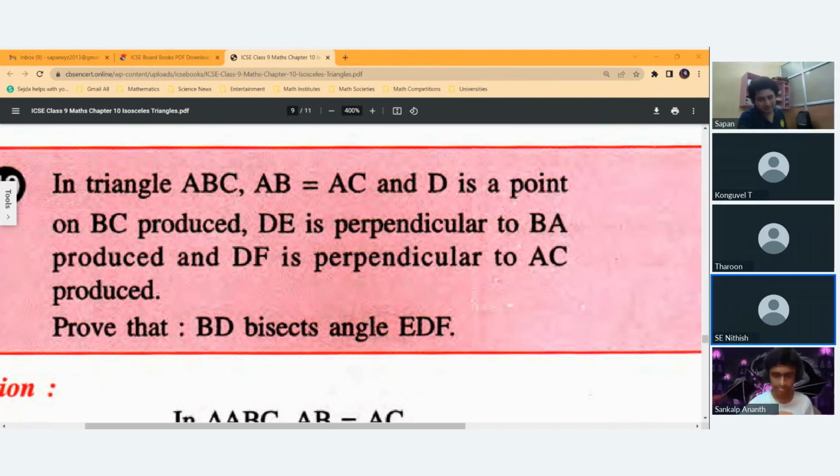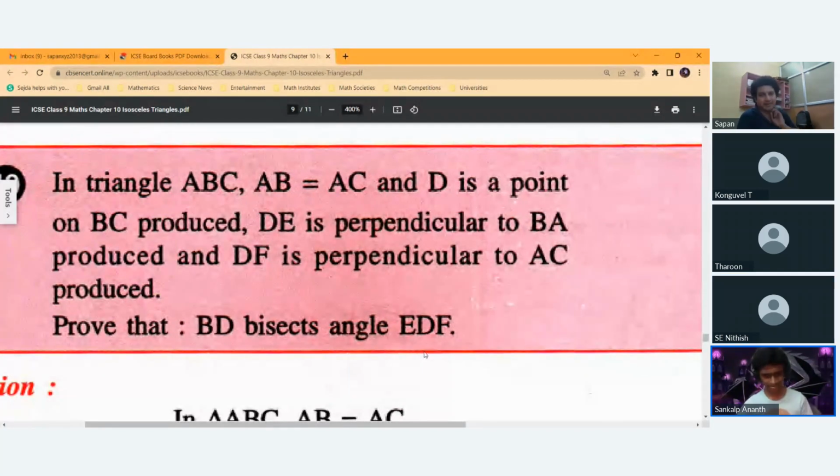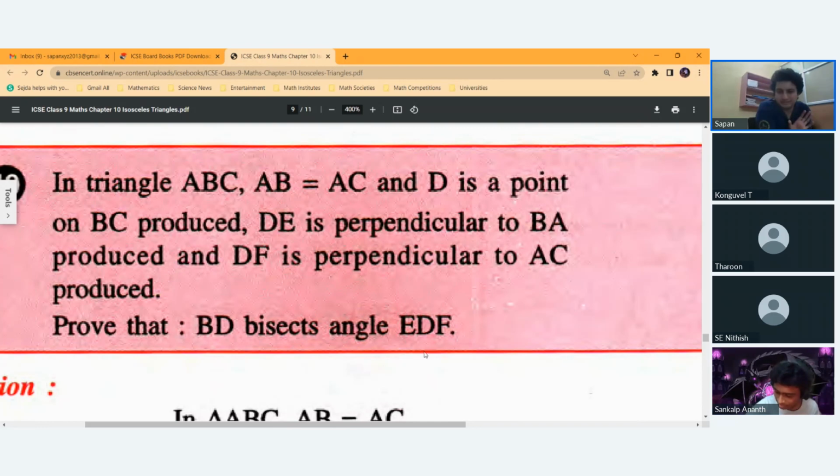Sir, that's a point on BC produced. I don't understand what that is. D is a point on BC produced, and DE is perpendicular to BA. E is perpendicular to BA. Am I right? The question is to draw the figure only. That's all. Wait, so where did E come from?